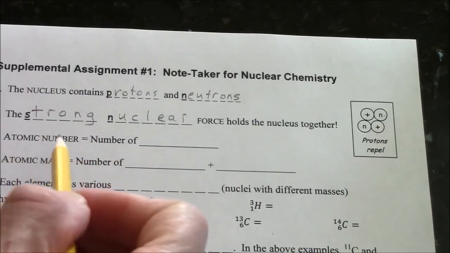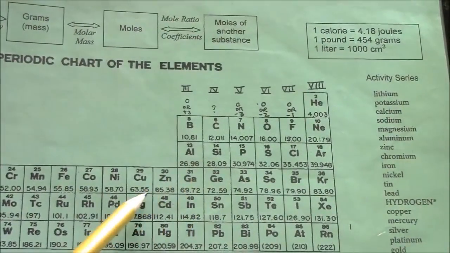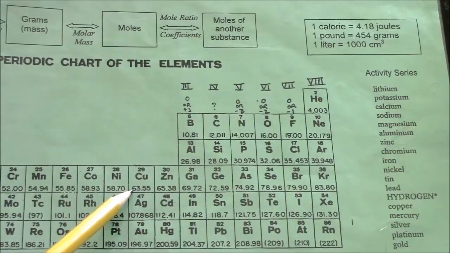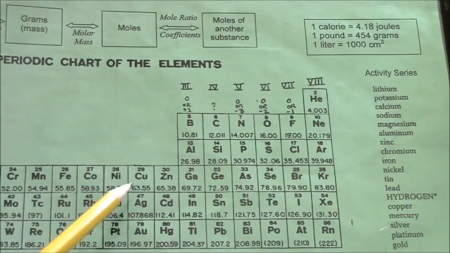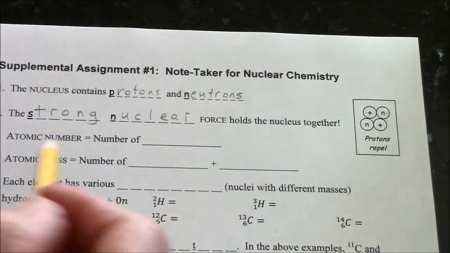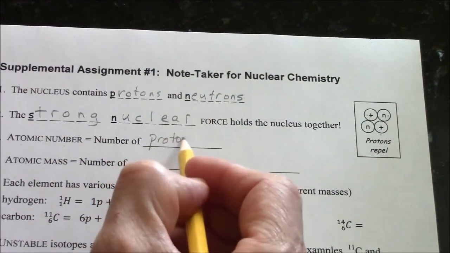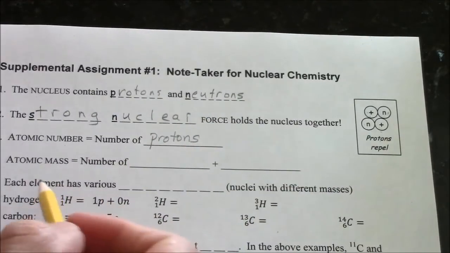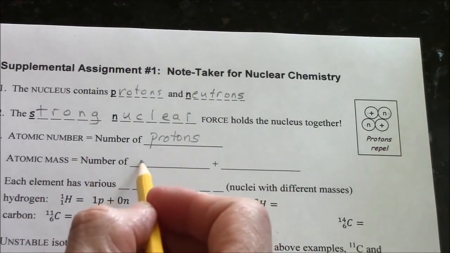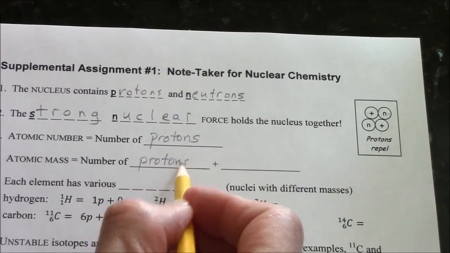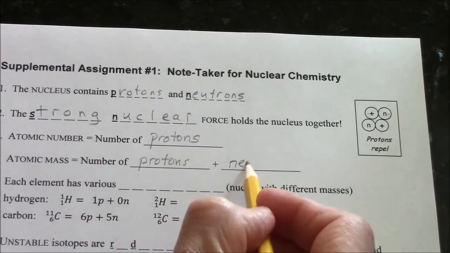The atomic number. If we look at the periodic table, we have for each element an atomic number on the top, which is a whole number, and an atomic mass on the bottom, which is not a whole number usually. So the atomic number is the number of protons. That has to be an integer. The atomic mass is the protons plus neutrons. So it's a sum.